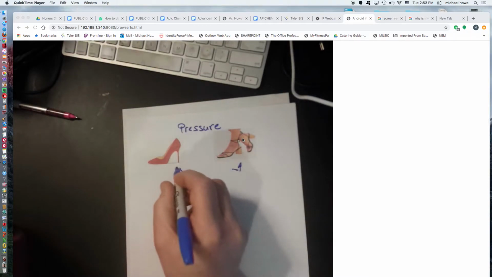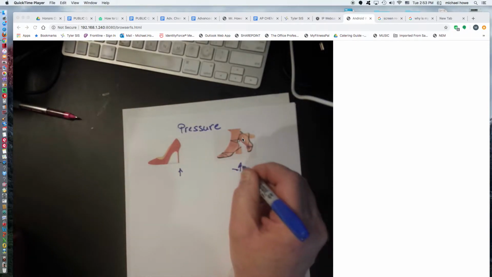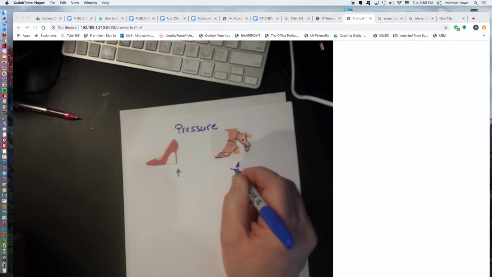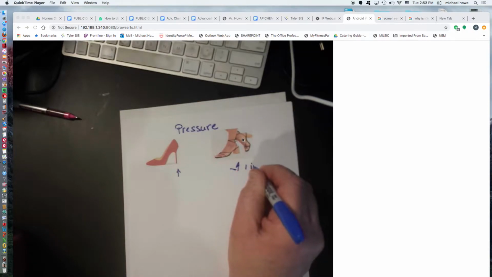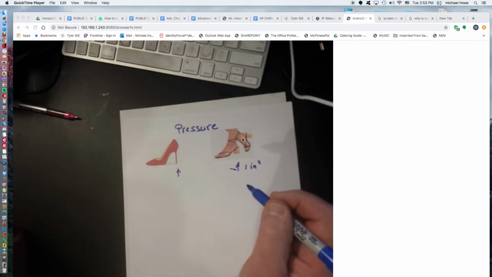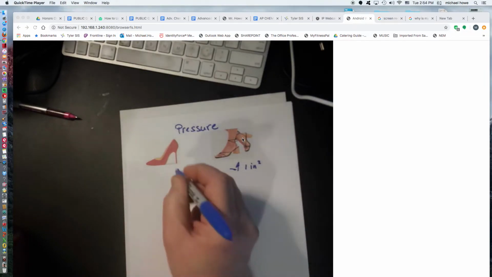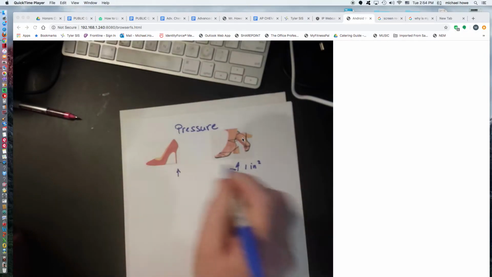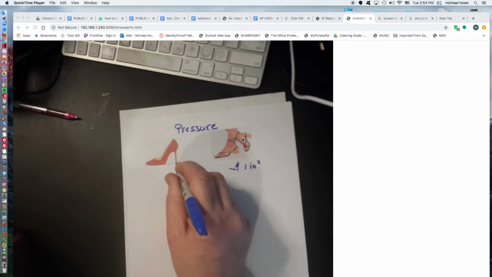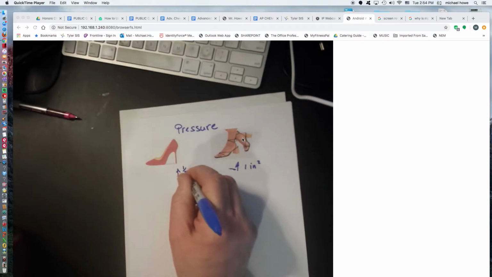Let's go over to this heel. Let's suppose that is 1 square inch on the bottom. It's probably a little bit more than that, but we'll suppose it's 1. And suppose you could put 8 of these in the 1 square inch over here. So this area would be 1/8 of a square inch.